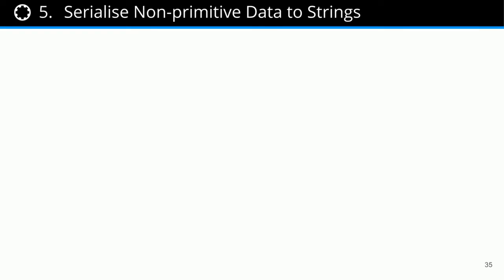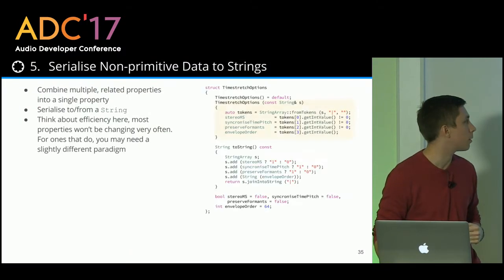It's easy to assign primitive data types and even things like strings to a ValueTree. They're just quick and easy. However, we're often dealing with slightly more complicated data than that. And what we can do with more complicated data is your first port of call should be really to just serialize it to a string. So think about efficiency here. Most of the time you're just setting a property and you're not really worried about it that often. Most things in your app don't change constantly. If they do, you may need to think about a slightly different paradigm that we'll talk about later on.